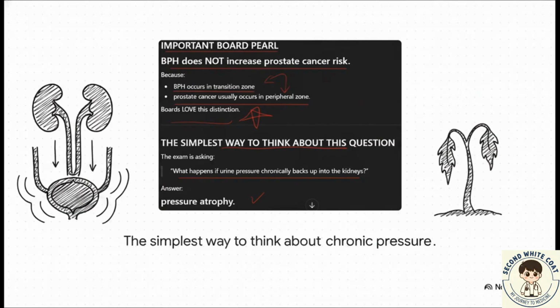So what is the simplest way to translate the board's question? When they throw a massive, confusing paragraph at you about a guy struggling to pee for 2 years, just strip away the noise. What they are really asking is, what happens when pressure chronically backs up into the kidneys?